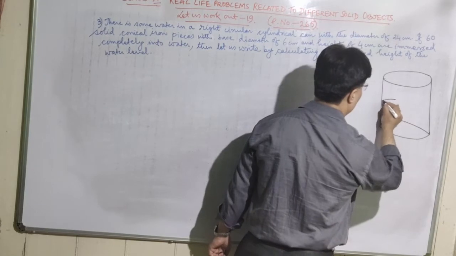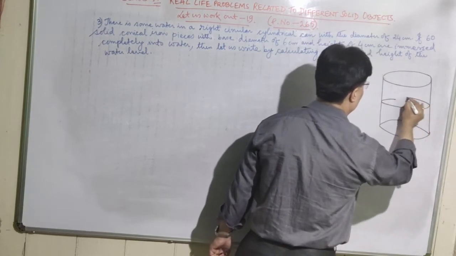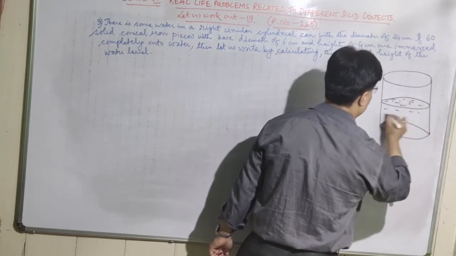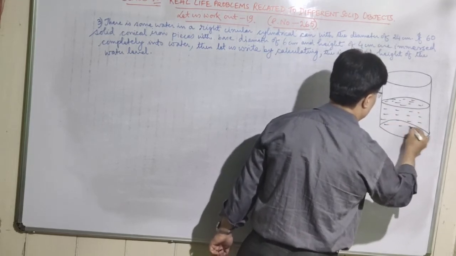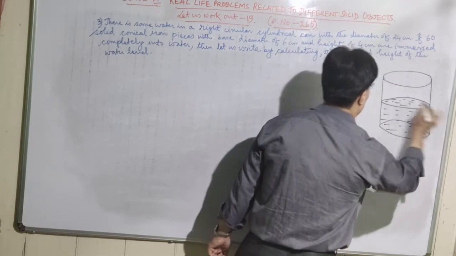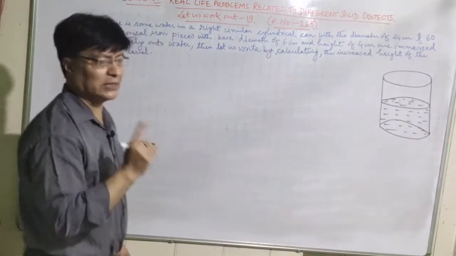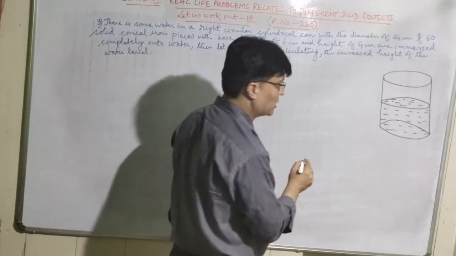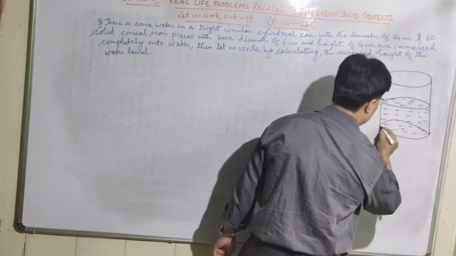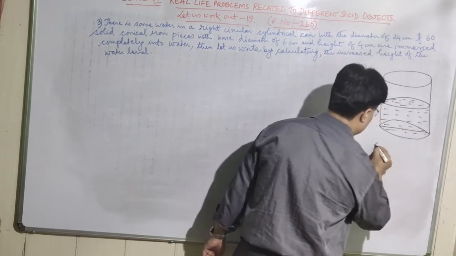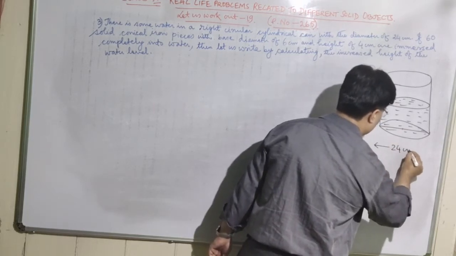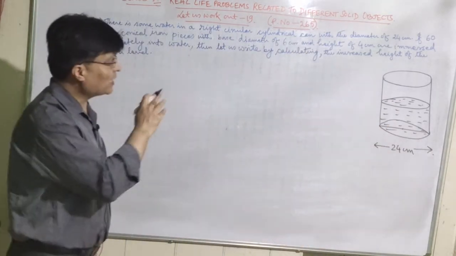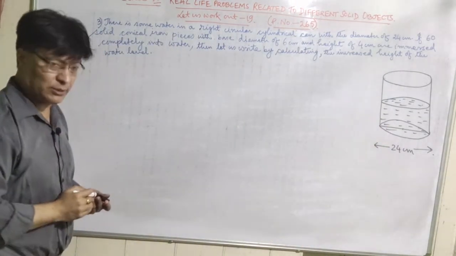There is some water in this can. So there is some water in a right circular cylindrical can with the diameter of 24 centimeter. Diameter means this length is 24 centimeter. The base diameter is 24 centimeter.